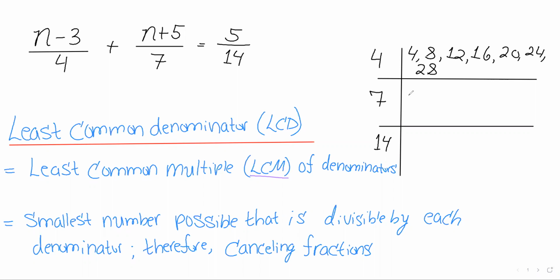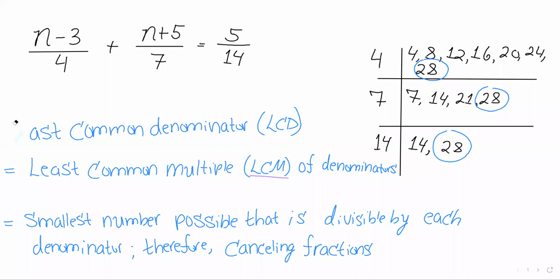Let me just see. 7 times 1 gives me 7. 7 times 2, 7 times 3, 7 times 4. Look at this. Once I list my multiples, this is the least one in common that occurs first. Finally, 14 times 1 and 14 times 2 is 28. That means that 28 is the smallest number in common to all three that's divisible by all three. Let me erase this.